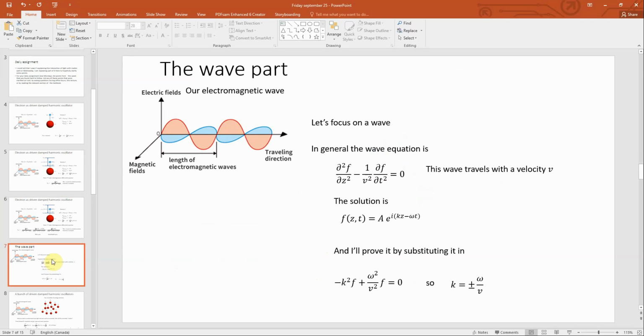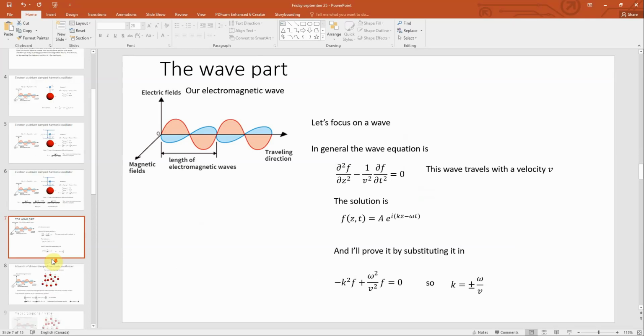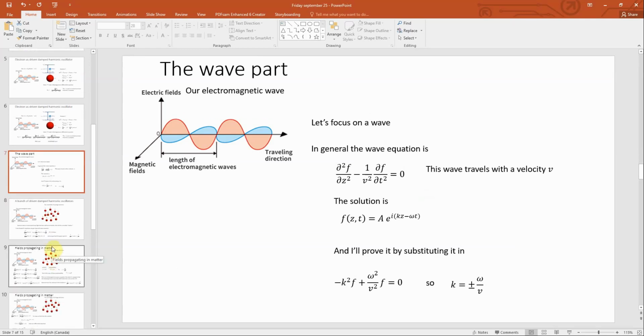So I realized that maybe there were too many concepts in Wednesday's lecture, so maybe I'll go back to some of the more basics of what's going on here. What we have is an electromagnetic wave. As I said, it's polarized in, say, the x direction, and it's propagating in the z direction.